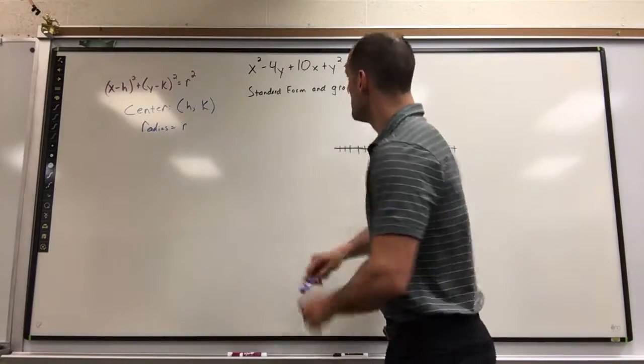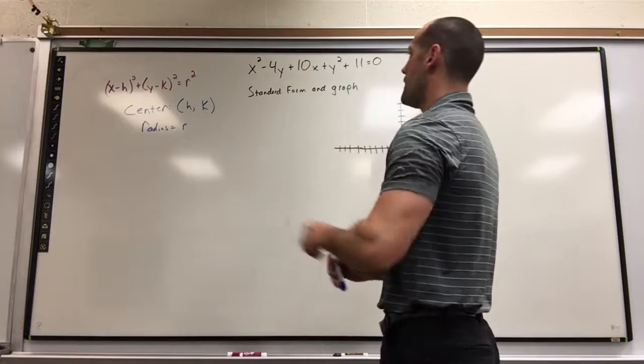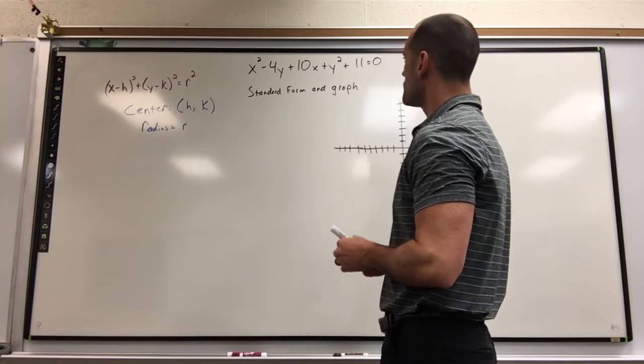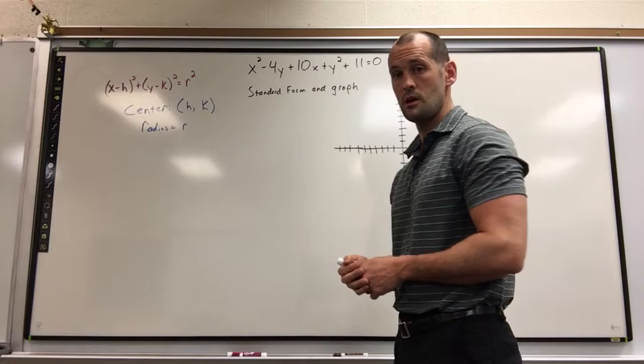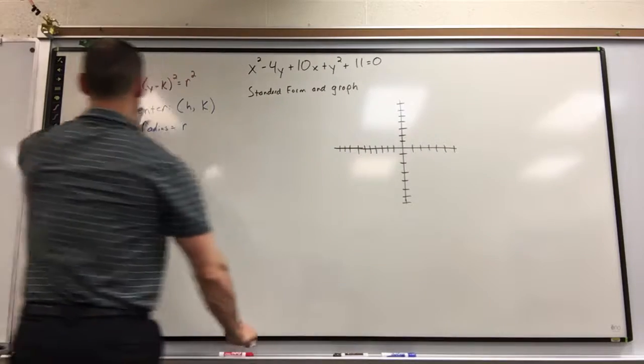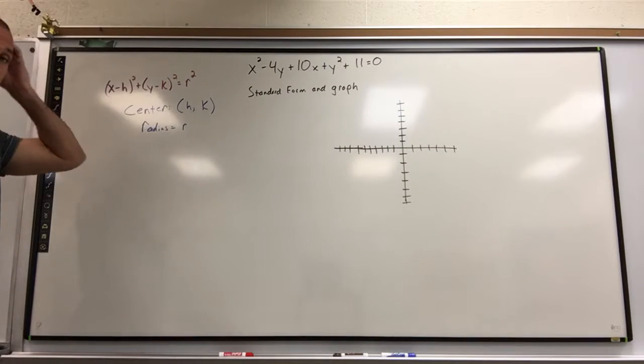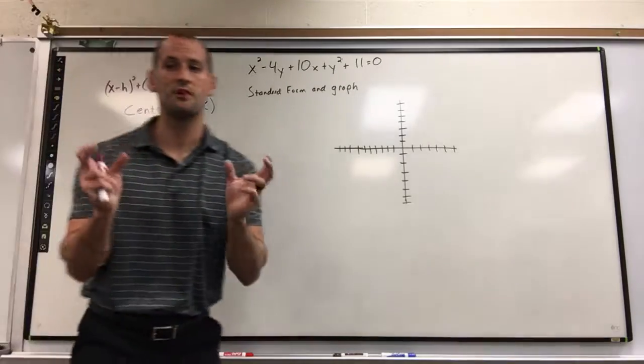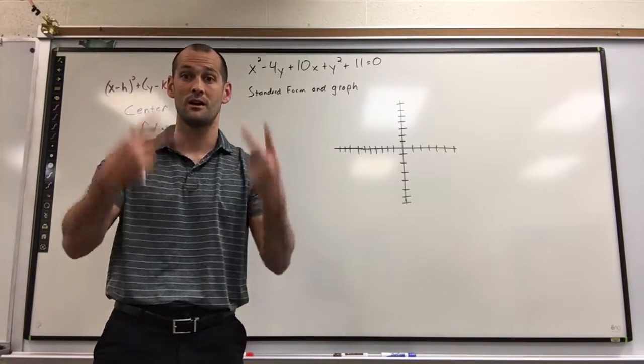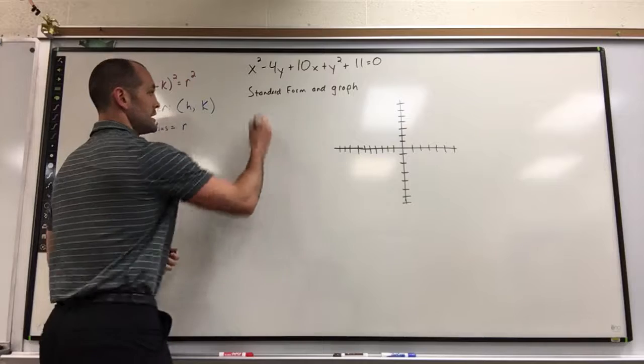All right, let's look at what we have. We got an x squared minus 4y plus 10x plus y squared plus 11 equals 0. So you'll notice we need to get an x quantity squared and a y quantity squared. So what I'm going to do is put those variables together and start completing the square twice. So this is what it looks like.